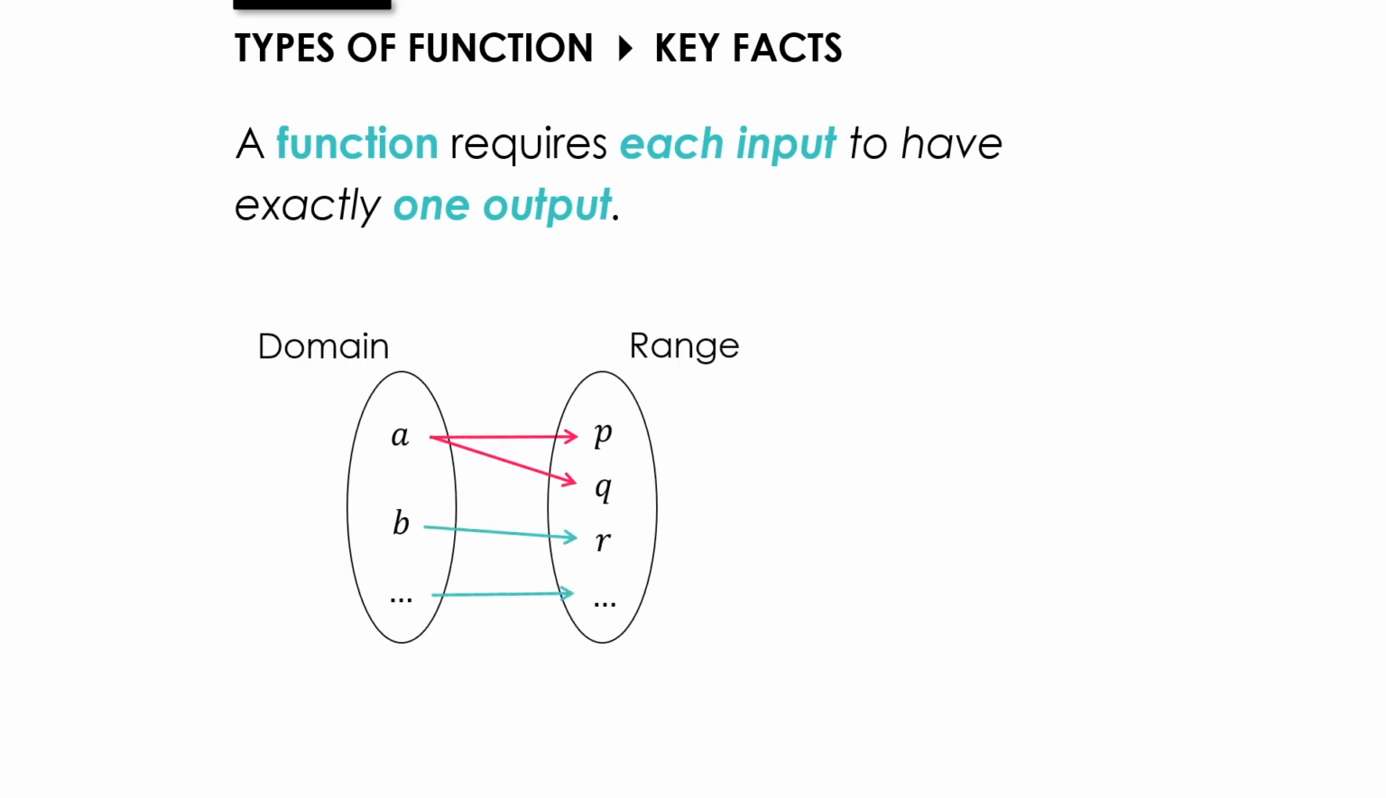So here we have an input A that gives us two different outputs, P and Q. You'll come across a lot of mappings like that throughout the course. Things like circles have a mapping like that. But if we have one input that produces two or more outputs, that means that what we're dealing with is not a function. And so now let's have a look at some different types of function.